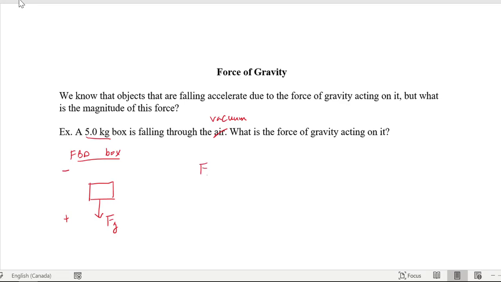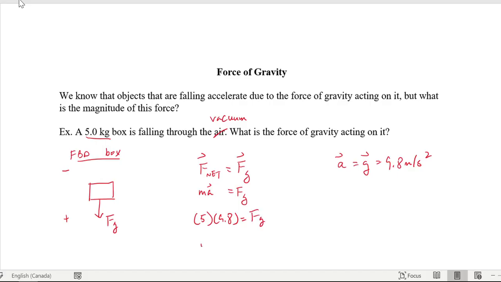So if we look at the net force acting on the object, well, the net force is just gravity. That's the only force that's acting on it. Now, we don't have a number for it, but maybe we can figure it out. We know that this equals ma, because that's Newton's second law. And in this case, because it's falling, we know a is equal to g, which is equal to 9.8 meters per second squared. So this is going to equal 5 times 9.8.